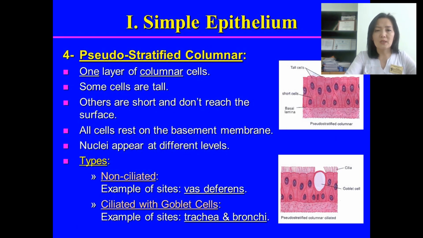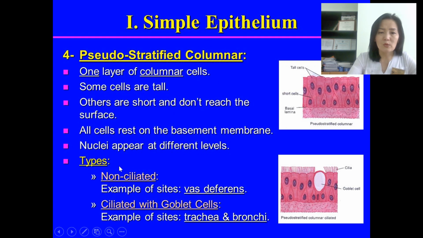Okay, one type of simple epithelium is pseudostratified columnar epithelium. Why pseudostratified? This type of simple epithelium consists of cells which have different shapes and different sizes. Some cells are tall, some cells are short and don't reach the surface. But all cells rest on the basement membrane, that's why it is simple epithelium. Why pseudo? Pseudo means false. In the light microscope, this type of epithelium looks like stratified epithelium, but all cells rest on the basement membrane, that's why it is simple. And columnar, because it mainly consists of column-like cells.